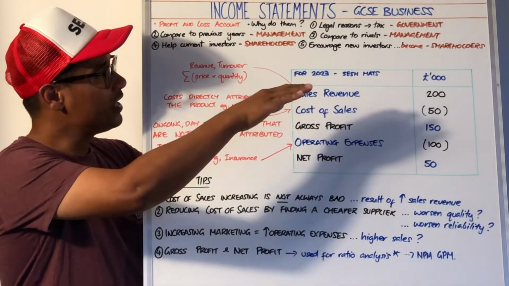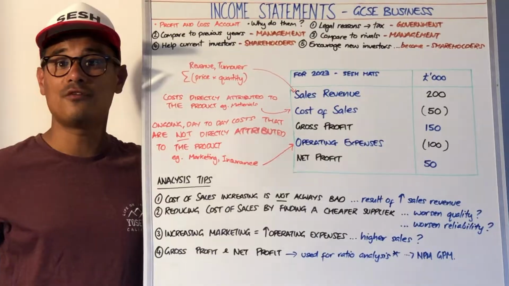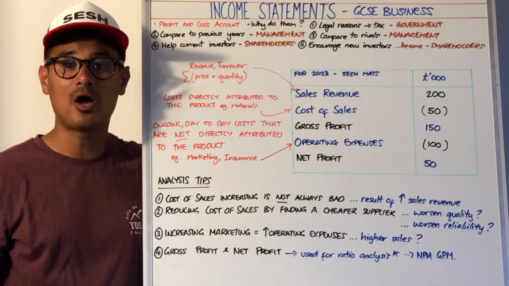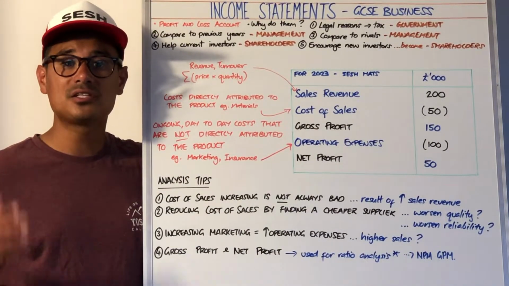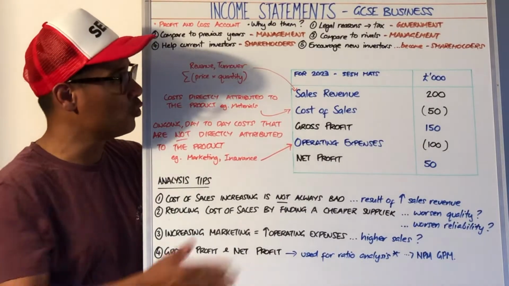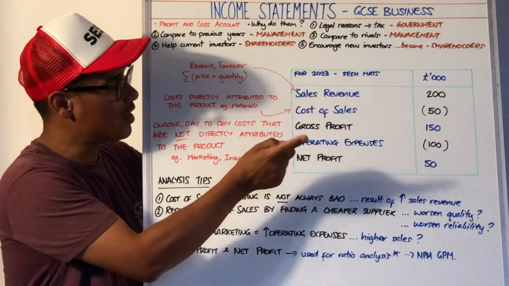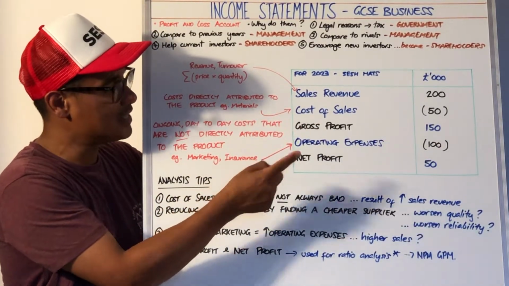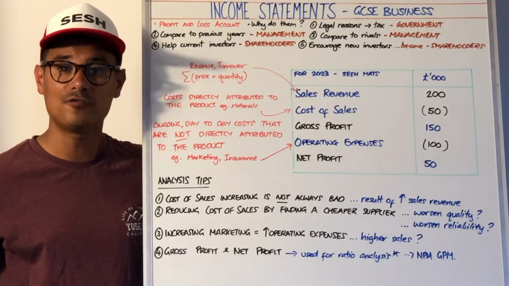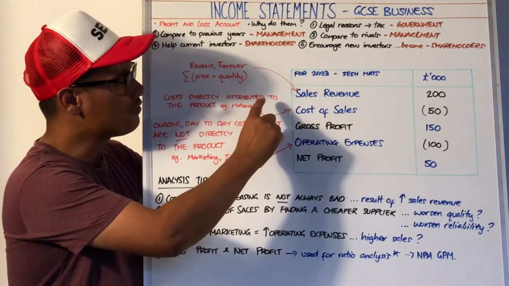Now, let's go through income statements and all the components within it. So let's go through the various components of the income statement. The first thing to note is always in the same order. It's always sales revenue, cost of sales, gross profit, operating expenses, net profit, always in that same order for GCSE business. Let's go through the first thing.